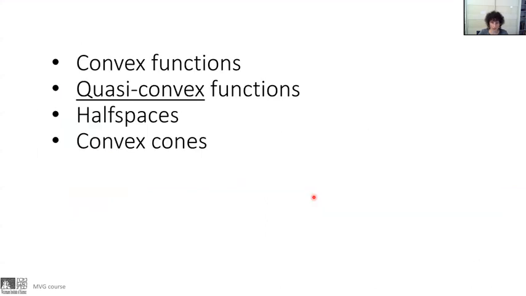Okay, so in order to move on, we are going to understand what a quasi-convex function is and what properties quasi-convex functions share with convex functions. Some nice properties, not all. And then we are going to look at very special convex sets. One which you are familiar with is called a half space, and the other is called a convex cone. All of this will enable us to understand how to construct an optimization problem that will lead us to a global minimum, okay? So let's continue.